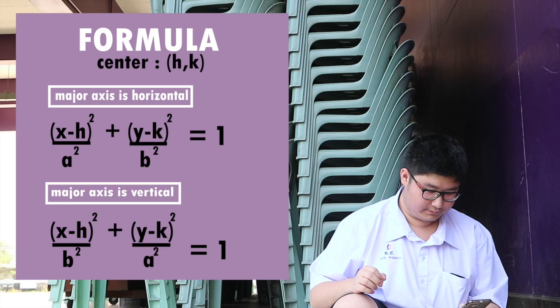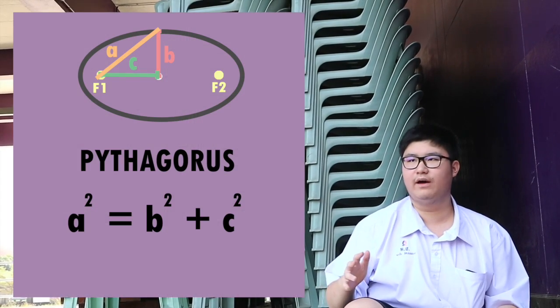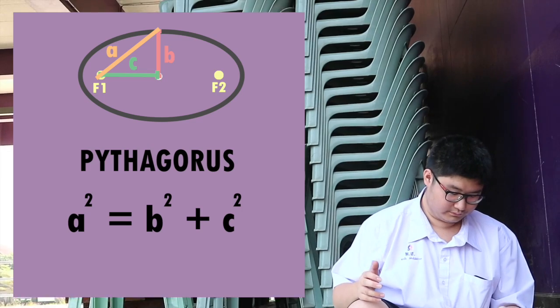Formula. The center is (h, k). If the major axis is horizontal, the formula is (x minus h) squared over a squared plus (y minus k) squared over b squared equal to 1. But if the major axis is vertical, it is (x minus h) squared over b squared plus (y minus k) squared over a squared equal to 1. Next, a squared is equal to b squared plus c squared, similar to the Pythagorean theorem.